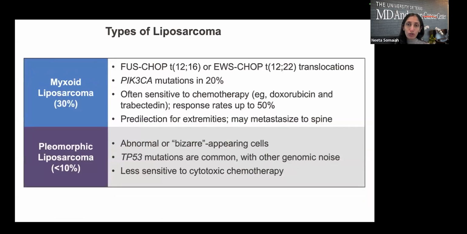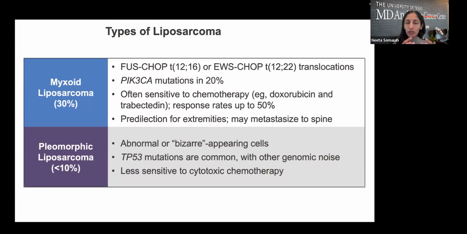So the different types of liposarcoma that I alluded to earlier. One of the subgroups is myxoid liposarcoma, and this makes up around 30% of liposarcomas. It is characterized by what we call a translocation. So we have these 23 chromosomes, and chromosomes 12 and 16 tend to intermix, like they go crisscross on each other, and then they separate, forming a new fused protein that is abnormal. And this particular protein, in the majority of cases, is FUS-CHOP, which is between chromosome 12 and 16. And either FUS-CHOP or EWS-CHOP, both of them work as a transcription activator.